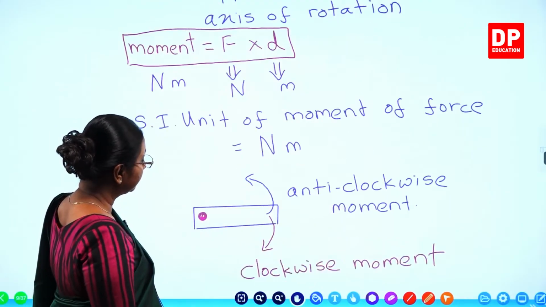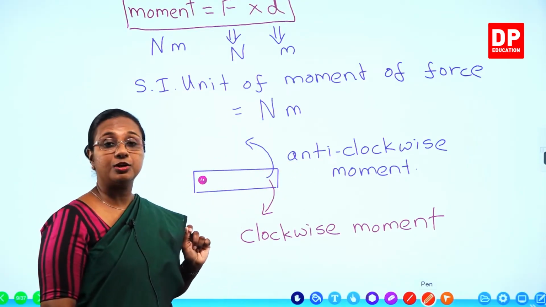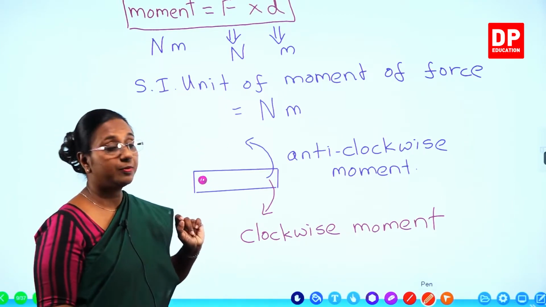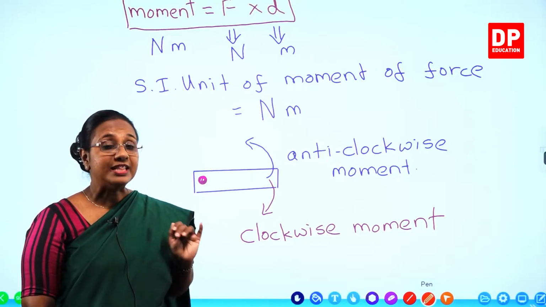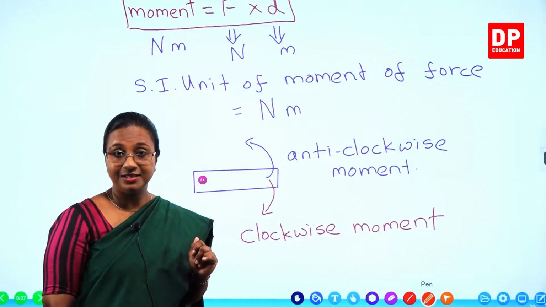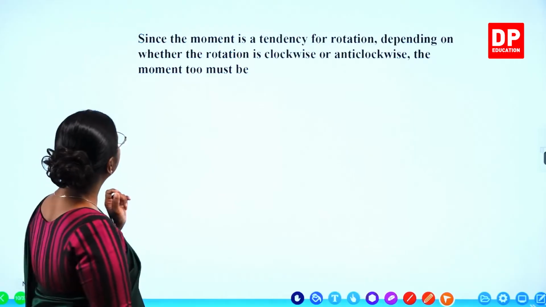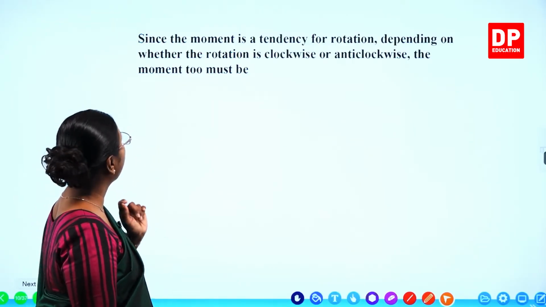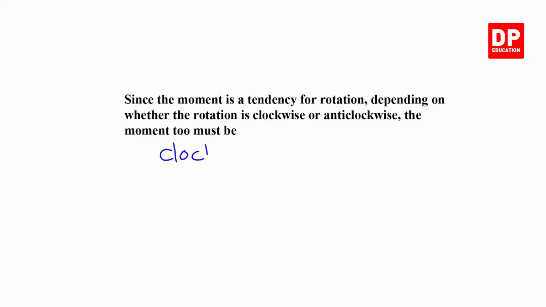And then you saw that if it is going to rotate in the clockwise direction, it is the clockwise moment, and otherwise anti-clockwise moment, depending on the direction in which we apply the force. With that, students, I will move on to the next slide. Since the moment is a tendency for rotation, depending on whether the rotation is clockwise or anti-clockwise, the moment too must be clockwise moment or anti-clockwise moment.